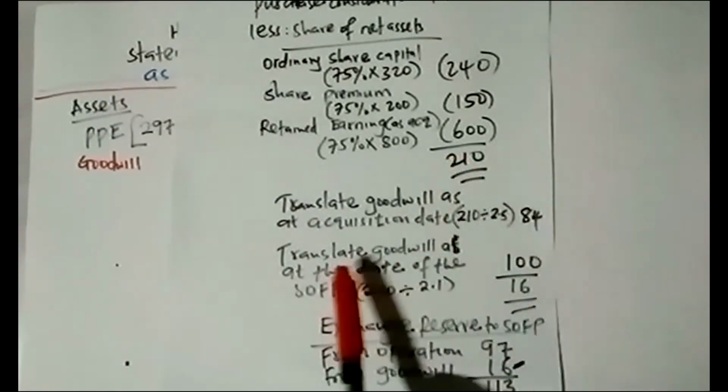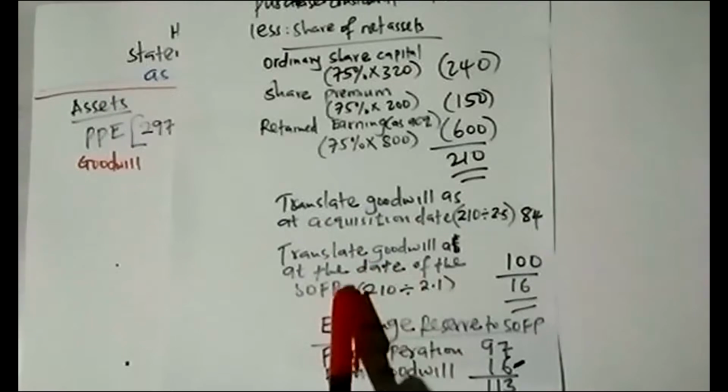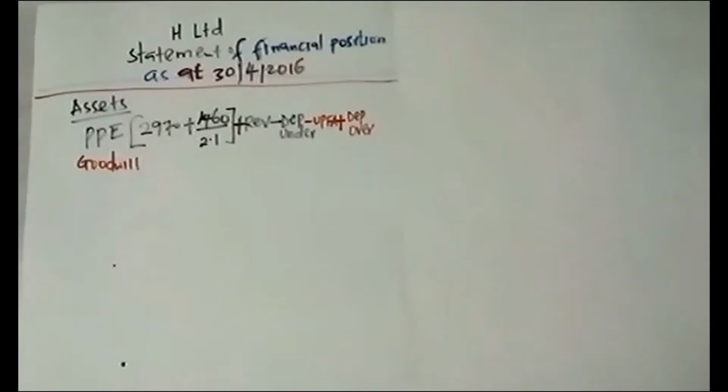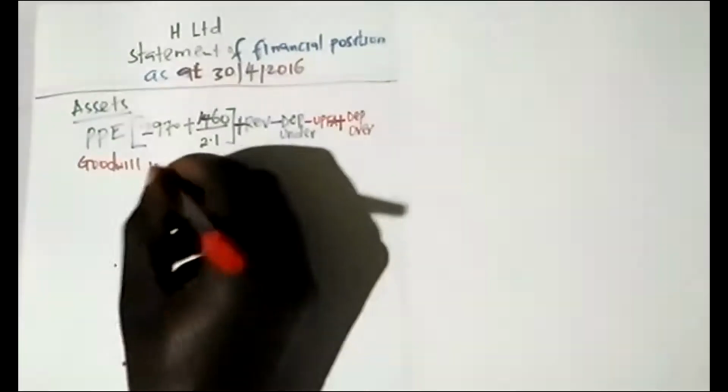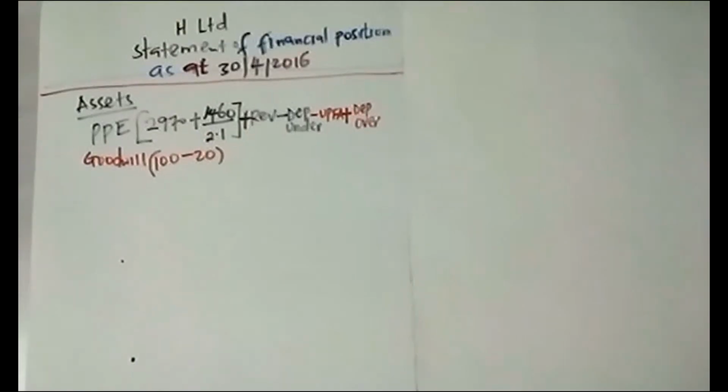Then we translated goodwill as at acquisition date, and translated goodwill as at the date of the statement of financial position. We got 100. But remember, there was impairment of 42, of which we converted the 42 to Kenyan shilling, we got 20. So you take the 100 as at the date of the statement of financial position minus the 20, which is impairment. Then the next item you have is the loan to S. But that one, the examiner was very specific. It was included in the current liabilities. That is non-current liabilities. We subtract it at that point.